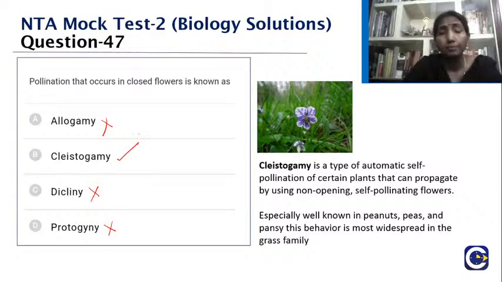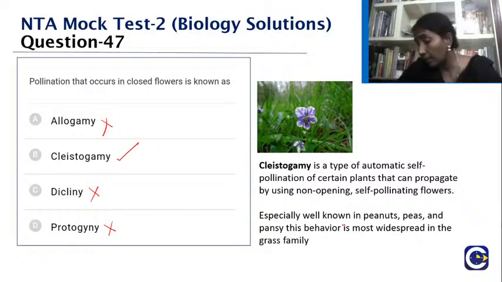Cleistogamy is a type of self-pollination, something automatic, where certain plants propagate by using non-opening self-pollinating flowers. This is very characteristic, and you can come across such things in the grass family and in lilies. They are all very common. We come across these cleistogamic flowers. So that is the pollination that will occur in closed flowers, and that is called cleistogamy.